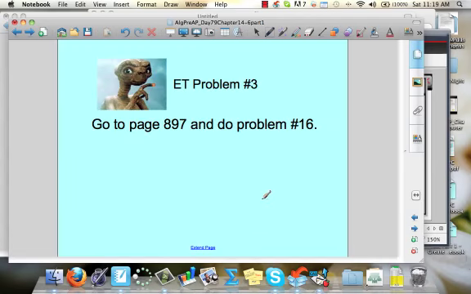So now, for your entrance ticket problem number 3, go to page 897 and do problem number 16.